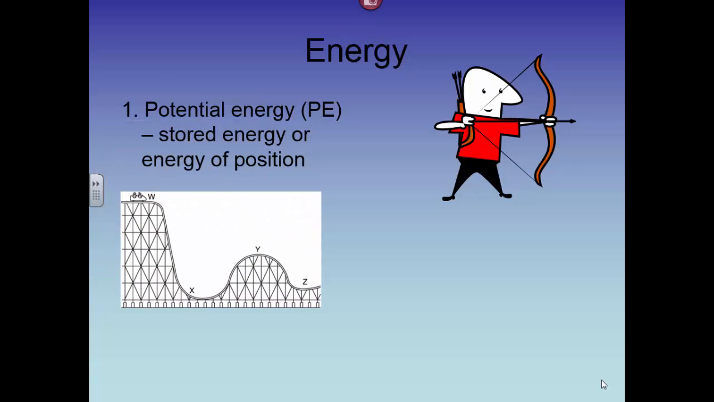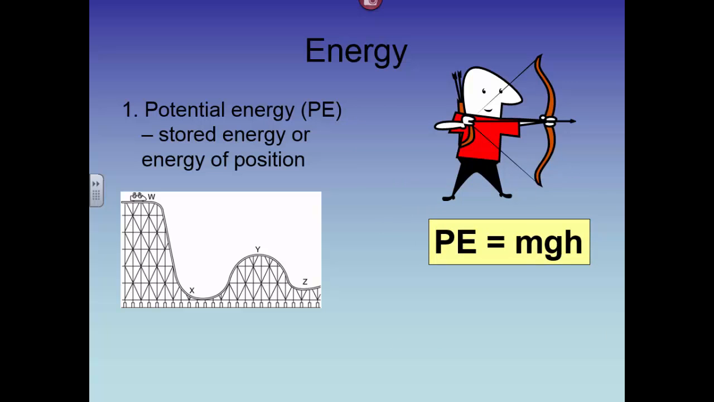Another example would be the top of a roller coaster. So when the car is right up here at the top, this car has a lot of potential energy. It has a large potential to fall down to the bottom of the coaster.